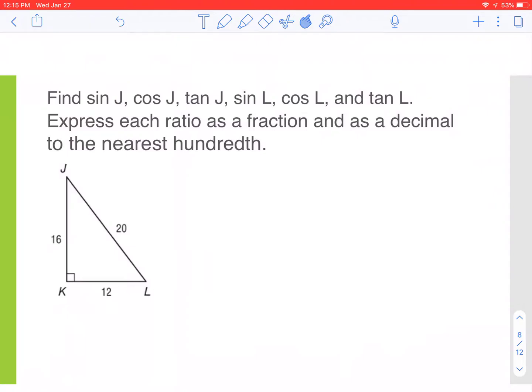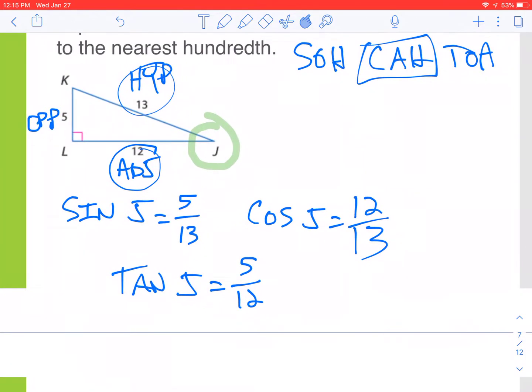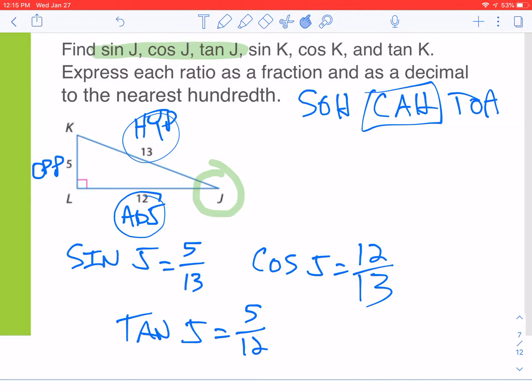What you can do then is you can write it as a decimal. So that's what the next one's asking. I'm not going to show you the next one. It's the same thing. 5 divided by 13 and you write a decimal. 12 divided by 13, you write a decimal. 5 divided by 12 in your calculator, put a decimal.